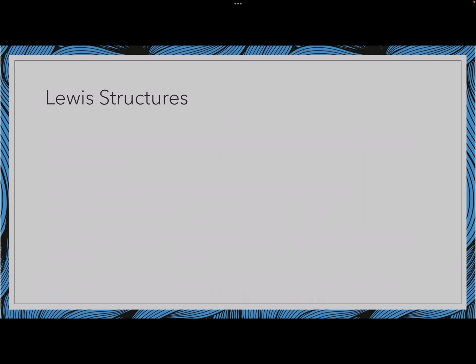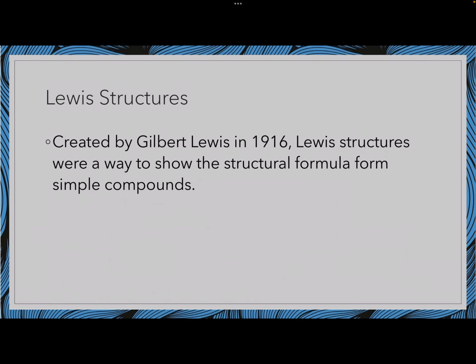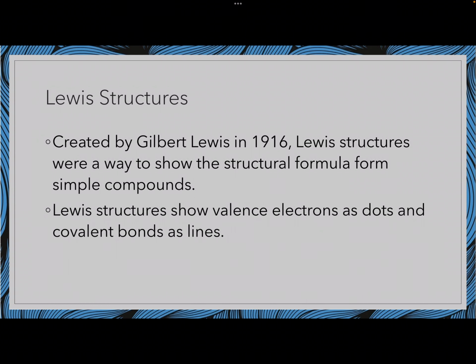So having a look at Lewis structures, remember also called Lewis dot diagrams. Created by Gilbert Lewis in 1916, Lewis structures were a way to show the structural formula of simple compounds. You can use them for more complex ones, but we do have other ways to do that. This is easiest for just simple, basic compounds. The Lewis structures show valence electrons as dots and covalent bonds as lines or pairs of dots. We can also draw them as like twin X's, stuff like that.